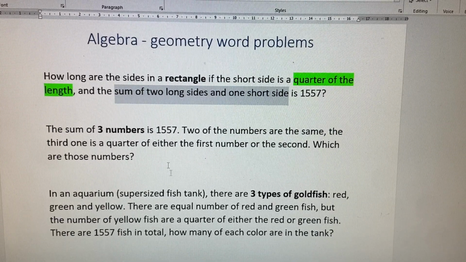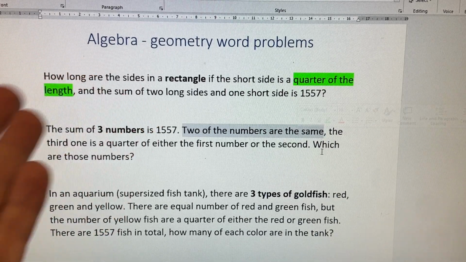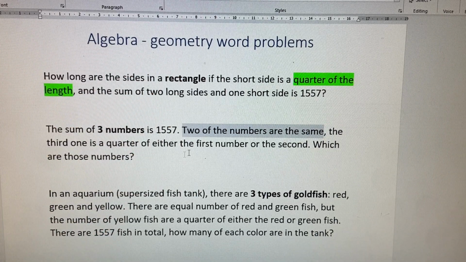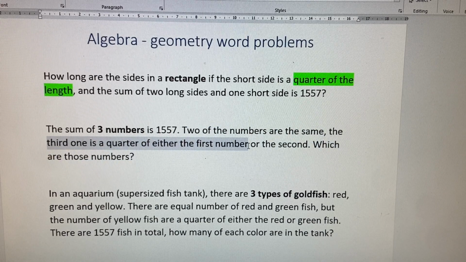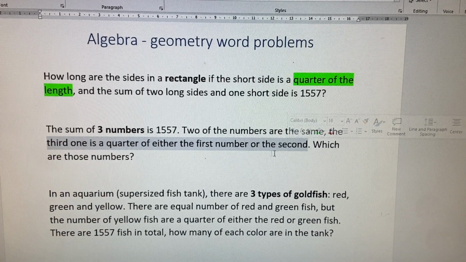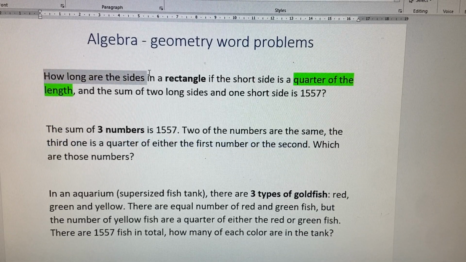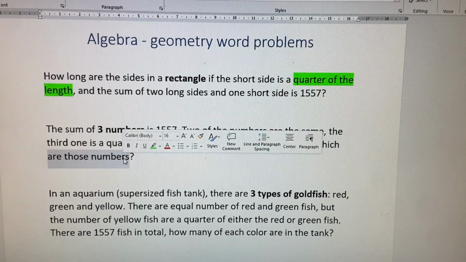But let's take a look at the other two word problems. How are they all the same? So in the next one, with three numbers featuring, two of the numbers are the same. And it's easy to see that on a rectangle, the two long sides are the same. And the third number is a quarter of either the first or the second. So this one is essentially the same thing. And even though it's asking which are those numbers, that's exactly what the first one is also asking. How long are the sides? Same as which are those numbers that are the sides on a rectangle.